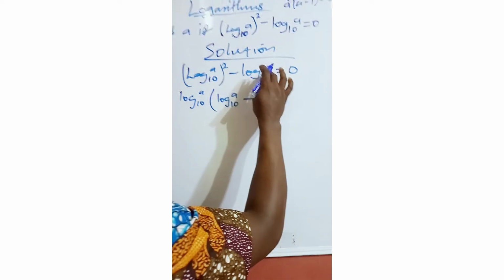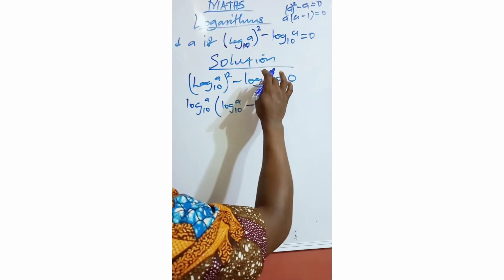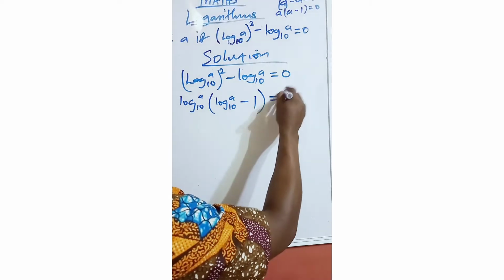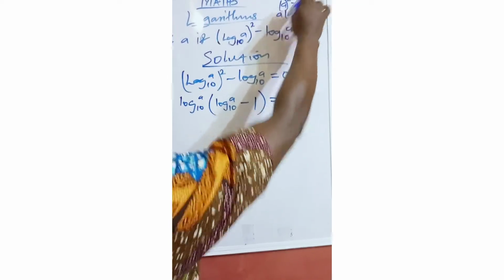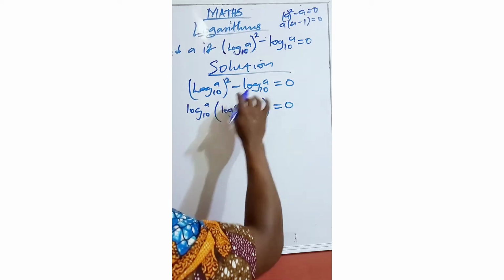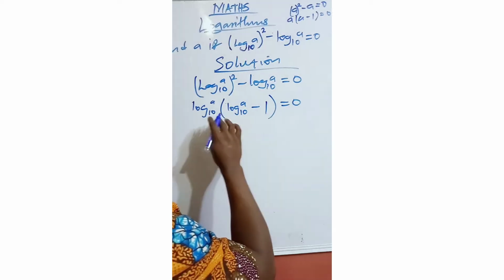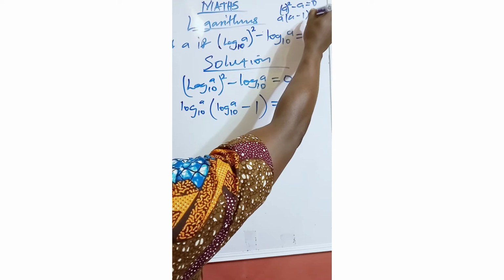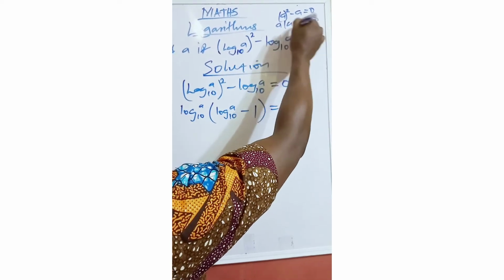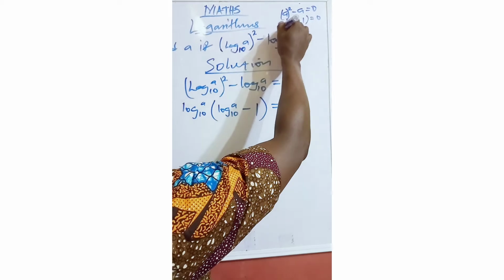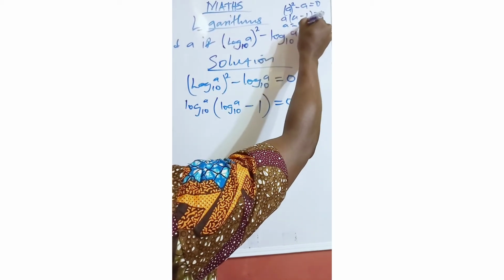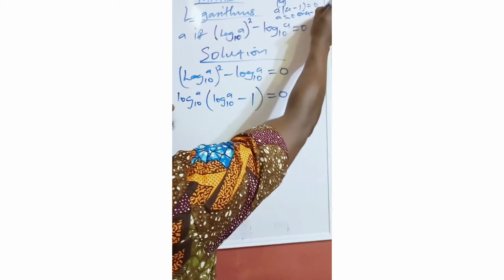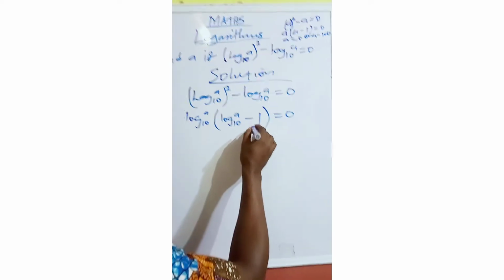Then minus, here we have one of log a base 10. So when we remove it, we are going to have one left. The same thing used here is being used here as well. Now, let's continue with this. If we want to solve this further, it means a is equal to 0, or a minus 1 will be equal to 0. The same thing will be applied here.